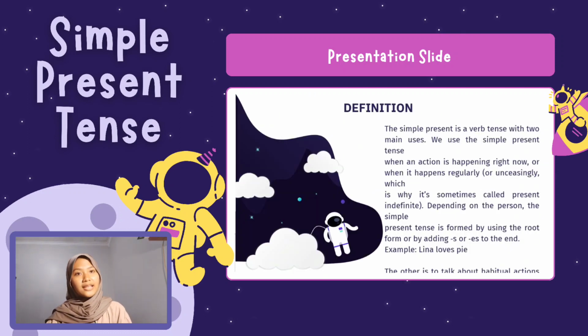The simple present tense is a verb tense with two main uses. We use the simple present tense when an action is happening right now or when it happens regularly or increasingly, which is why it is sometimes called present indefinite.